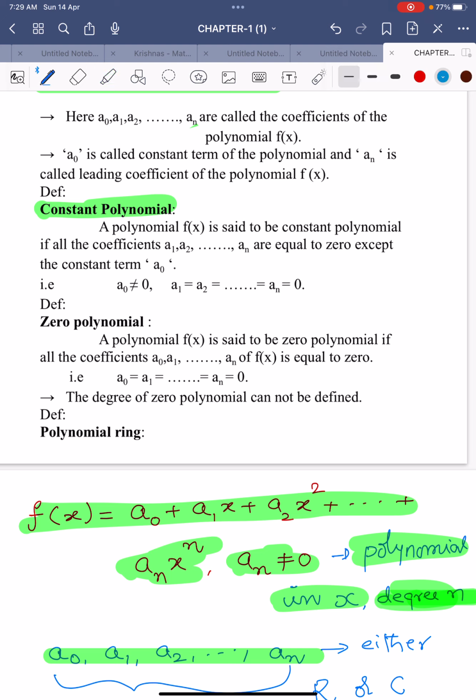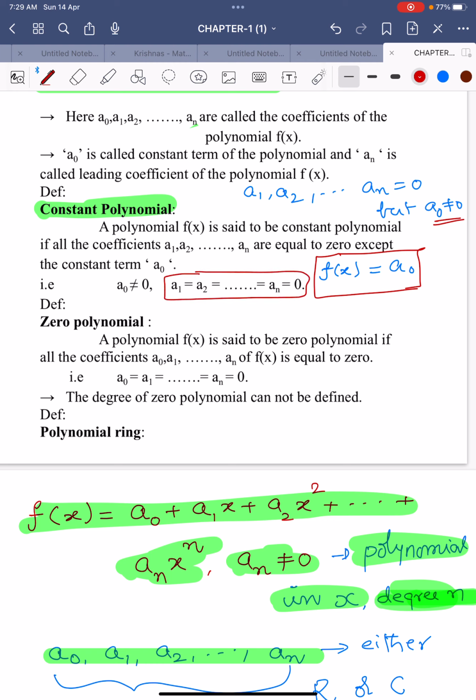Constant polynomial. A polynomial f of x is said to be a constant polynomial if all the coefficients a1, a2 and so on an are equal to 0, but a naught is not equal to 0. What does it mean? Then the expression f of x must be in this form: f of x is equal to a naught, where a naught is not equal to 0, and all the other coefficients a1, a2 and so on an are equal to 0. Then the polynomial is known as a constant polynomial.